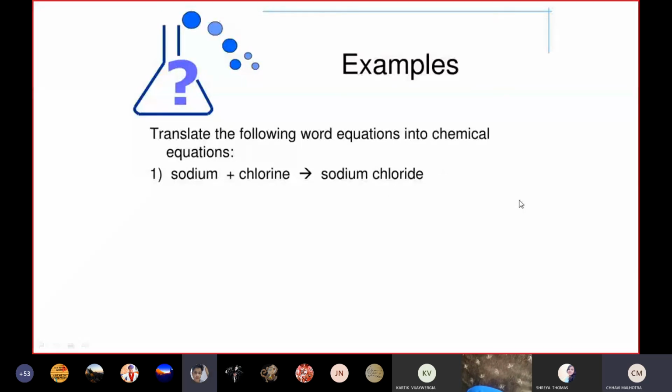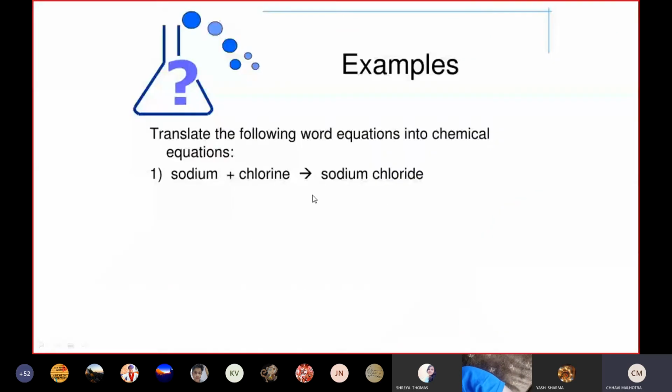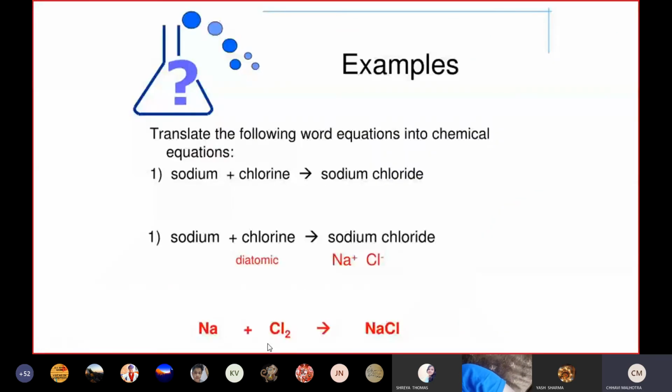Will it be Na plus Cl? No, ma'am, Na plus Cl2. Just now I told you chlorine is represented as Cl2. Right? So it will be Na plus Cl2.